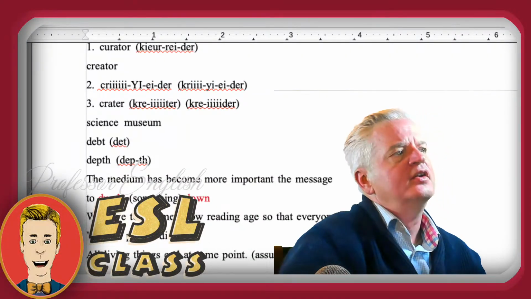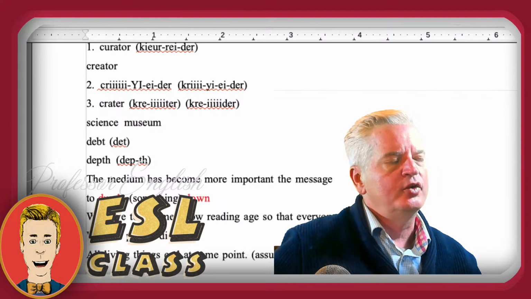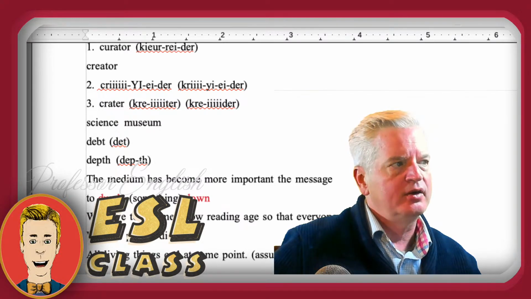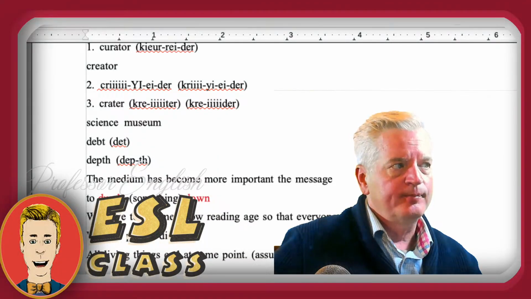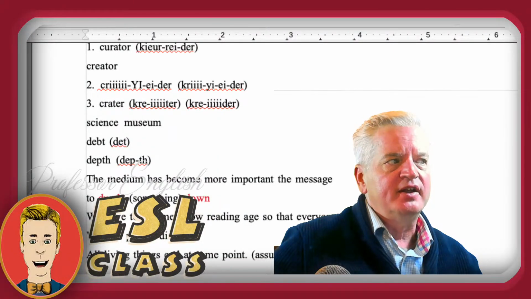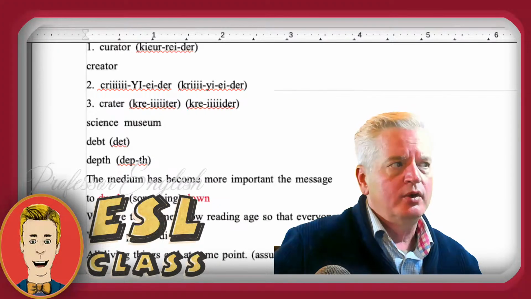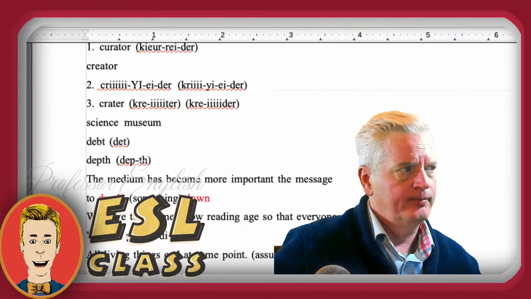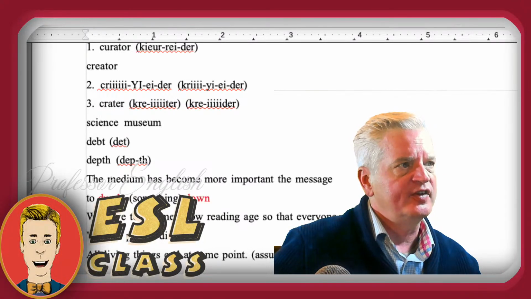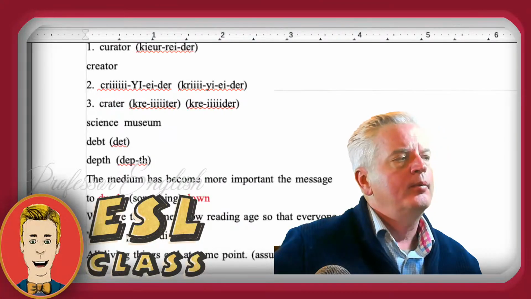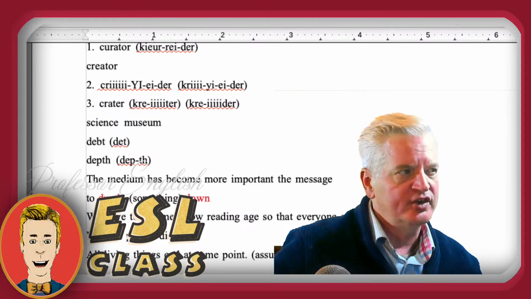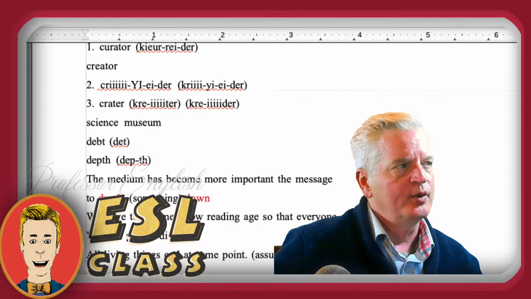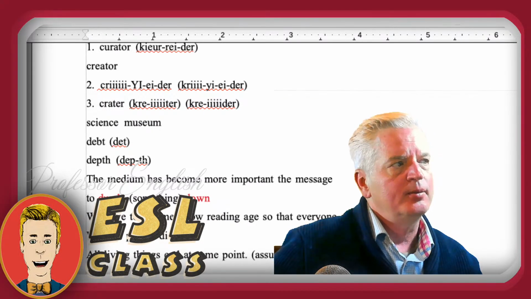Okay. So number one, curator. Number two, creator. And number three, which is also a word, crater, that's what it sounds like if you try to say number two without that push in the middle. So number two is with the big push in the middle, creator. But number three is crater. It's just like number two, except there's no big push in the middle to separate the two sounds. Number two, creator. Number three, crater.